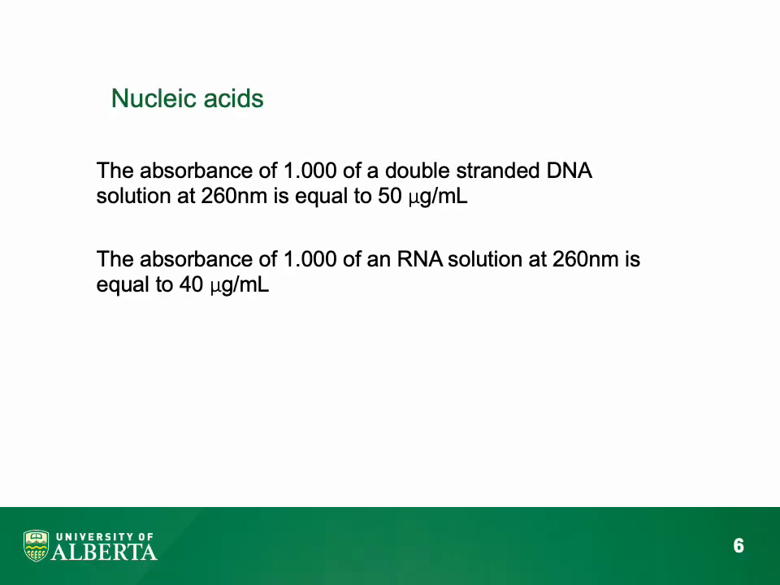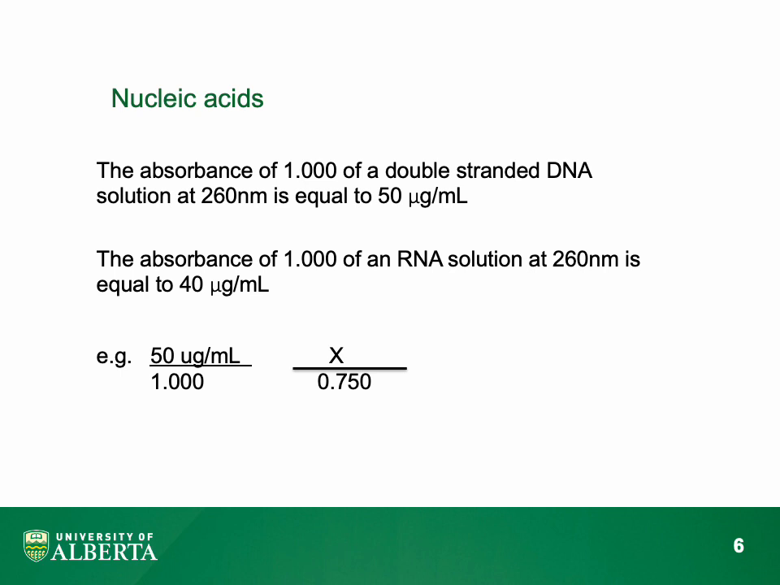The concentration of nucleic acids in an aqueous solution can be quantitated using the absorbance of the solution. Instead of using the Beer-Lambert equation, typically the absorbance of an unknown solution is compared to the known concentration of a nucleic acid solution at the absorbance of 1.000 at 260 nanometers. The concentration of a pure DNA solution with an absorbance at 260 nanometers of 1.000 is 50 micrograms per milliliter, and the concentration of a pure RNA solution with an absorbance at 260 nanometers of 1.000 is 40 micrograms per milliliter.